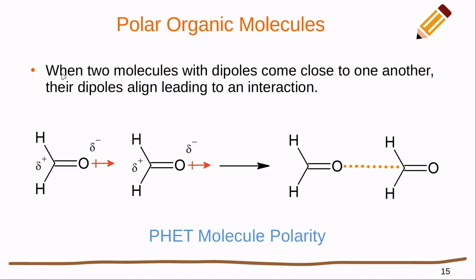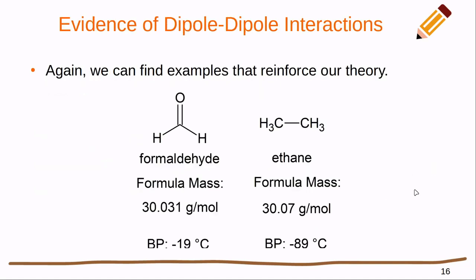So, when two molecules with dipoles come close to one another, their dipoles align, leading to an interaction. Okay, so here I have an example of formaldehyde where it has a dipole, and it's going to interact in such a way that that dipole is going to line up. Remember that that's where the negative end is, because it's our more electronegative atom, with the more positive end of the dipole on the other atom, and they're going to align to one another, creating an interaction that's going to start to bring them closer together and cause them to resist phase changes.